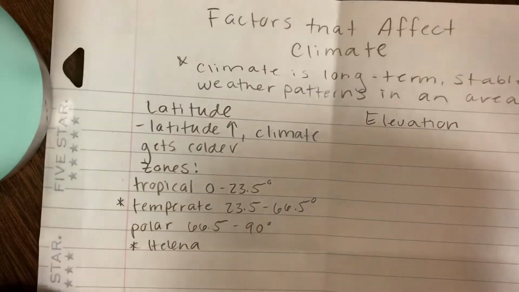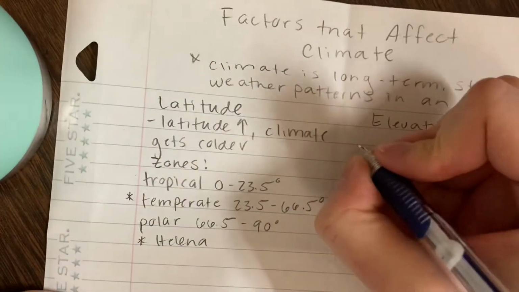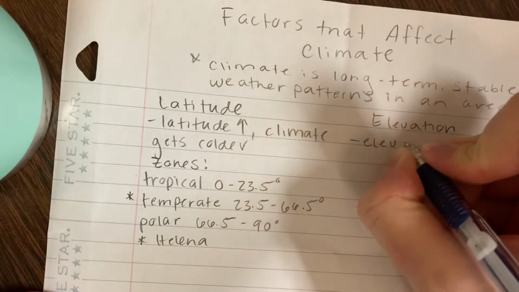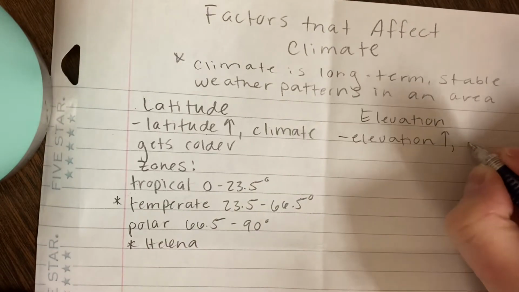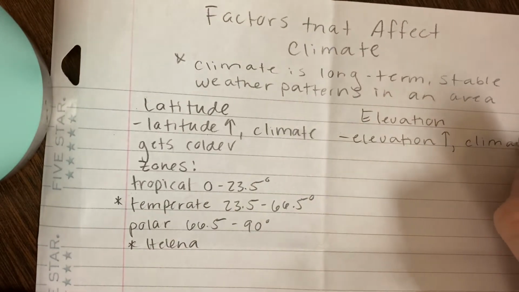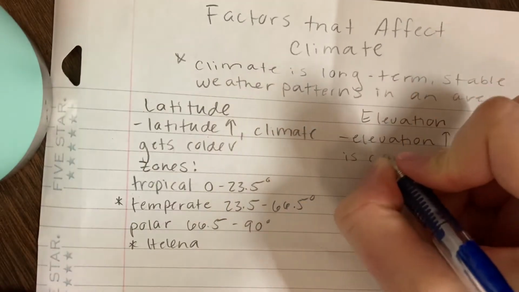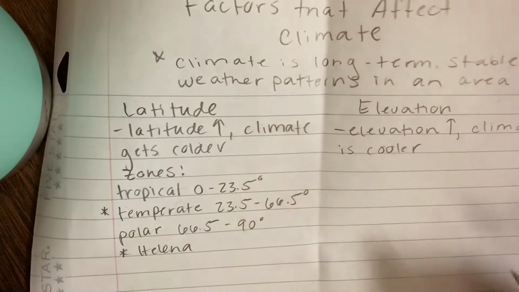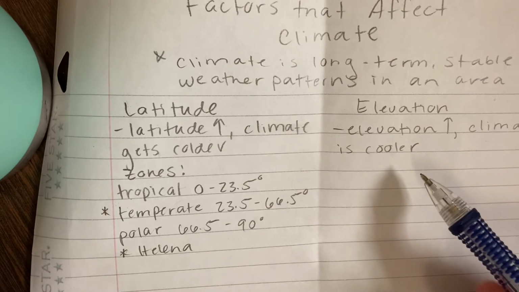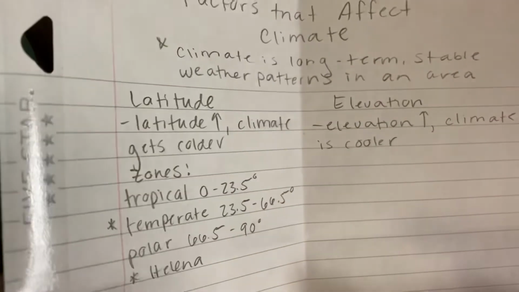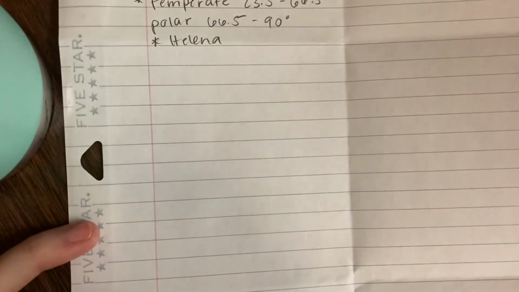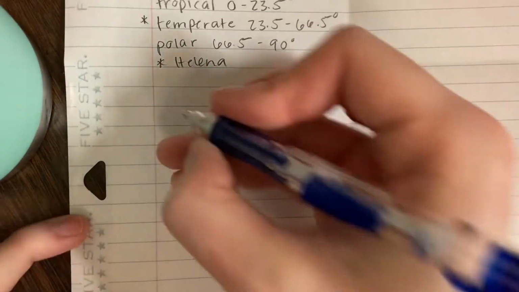So this is like how high up. Basically, as elevation increases, so the higher up you go, climate is cooler. So that's why it's very snowy and cold at the top of Mount Everest, because it's very high up in the atmosphere, and so it gets colder as you go up through the troposphere, as we have learned previously. Okay, next we'll move on to topography.